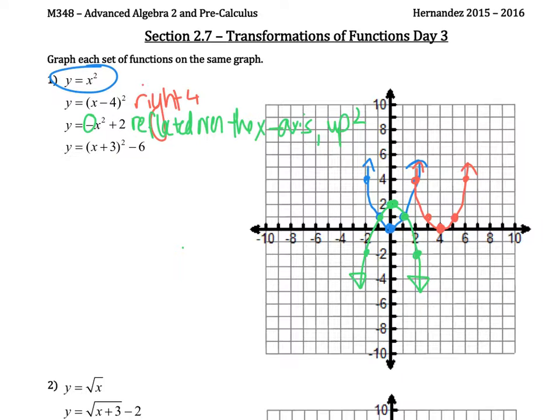And then finally, the next graph, we're going to go to the left 3. Remember, it's the opposite on the inside of the parentheses. And we're going to go down 6. So take each point, left 3, and go down 6.